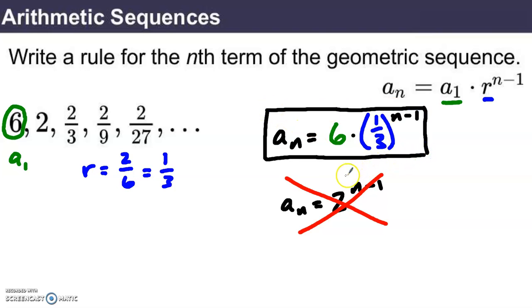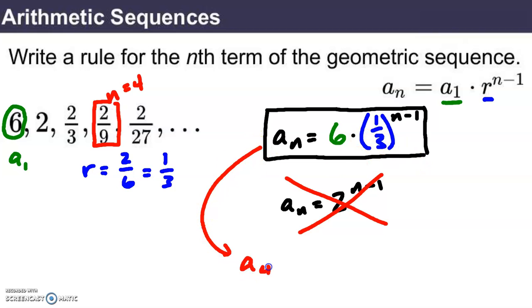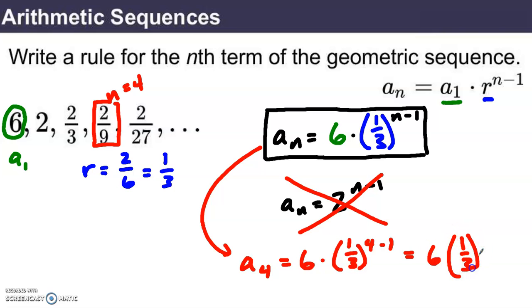If you want to check and see if we've got this right, one thing you could do is pick a value for n and plug it in and see if we get the term we should get. Let's let n be 4. If our rule works, we should get 2/9. So, just checking it out, a sub 4 would be 6 times 1/3 to the 4 minus 1 power. 4 minus 1 is 3. What is 1/3 cubed? It's 1/27.